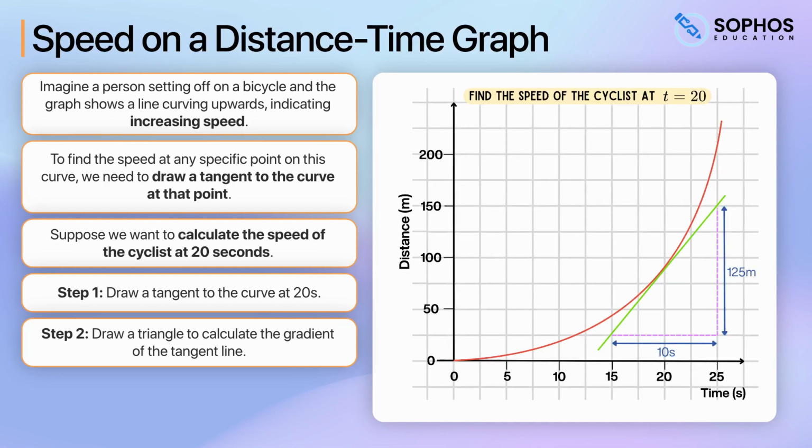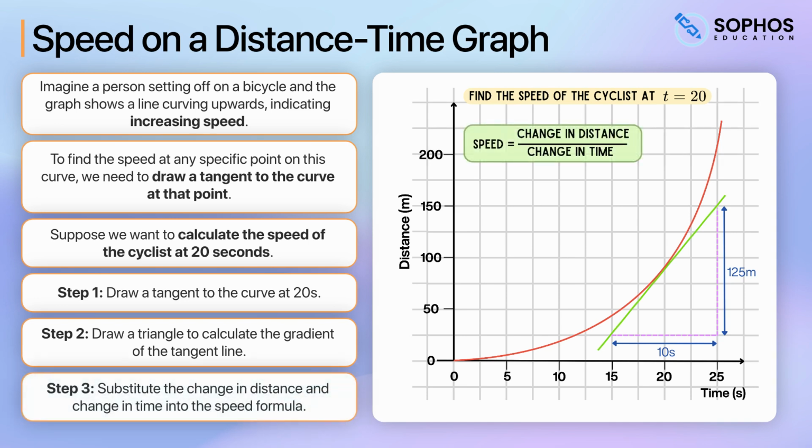We can see that the tangent indicates a change in distance of 125 meters over a change in time of 10 seconds. So we can use the formula speed equals change in distance over change in time, and substitute in 125 meters and 10 seconds to get an answer of 12.5 meters per second. So after 20 seconds, the cyclist is traveling at a speed of 12.5 meters per second.